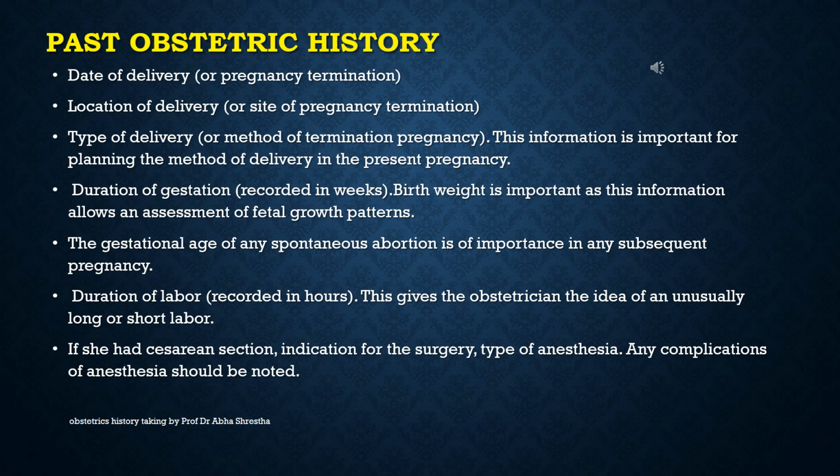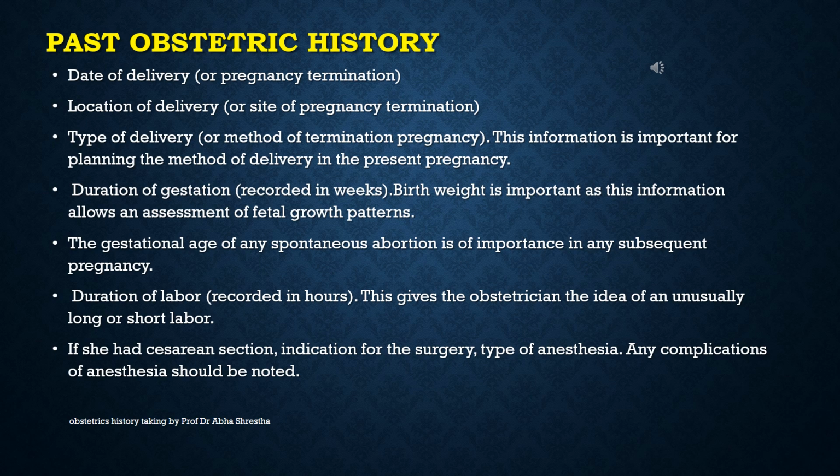Past obstetric history is very important. So, we need to know when was her last date of delivery or pregnancy termination. Where did she have the delivery? Was it a hospital delivery or was it a home delivery? We need to know the site of the pregnancy termination. Then we need to know what type of delivery she had or the method of termination of pregnancy.